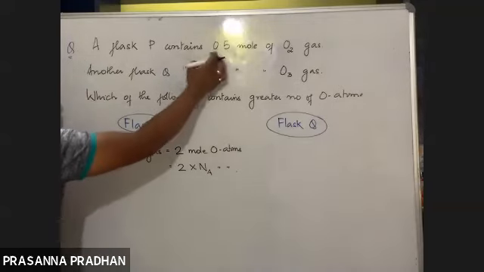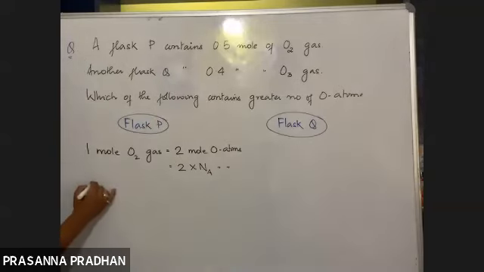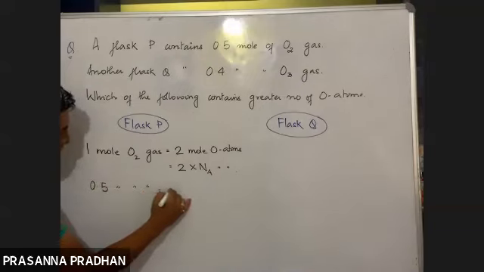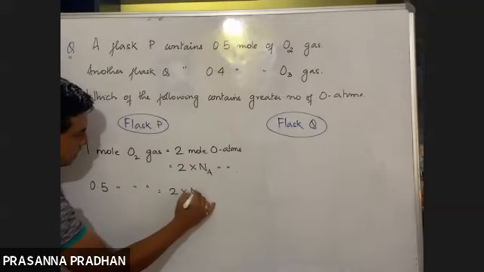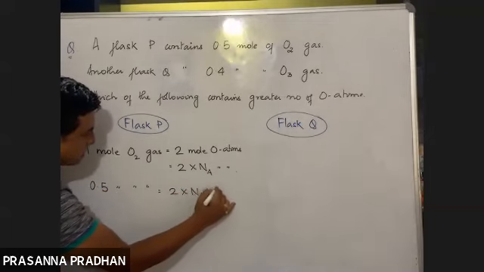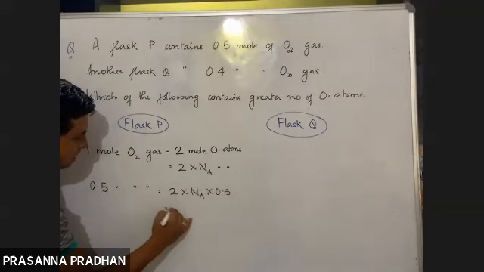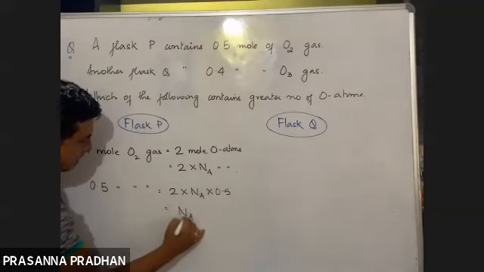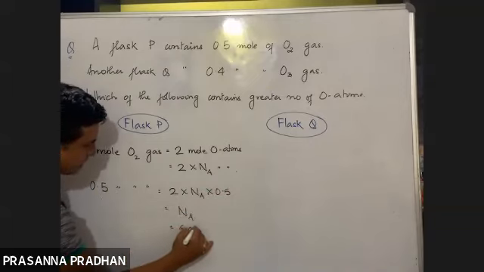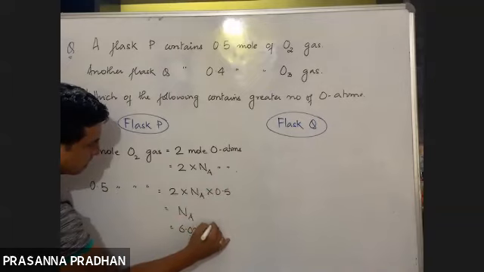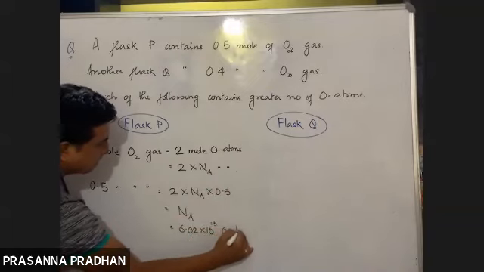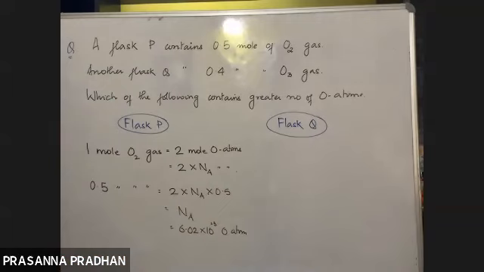So the question says 0.5 mole contains how much? If 1 mole contains this much, 0.5 mole of O2 gas will contain twice the Avogadro number multiplied by 0.5. So this will come out to be the Avogadro number of oxygen atoms, since 2 multiplied by 0.5 is 1.